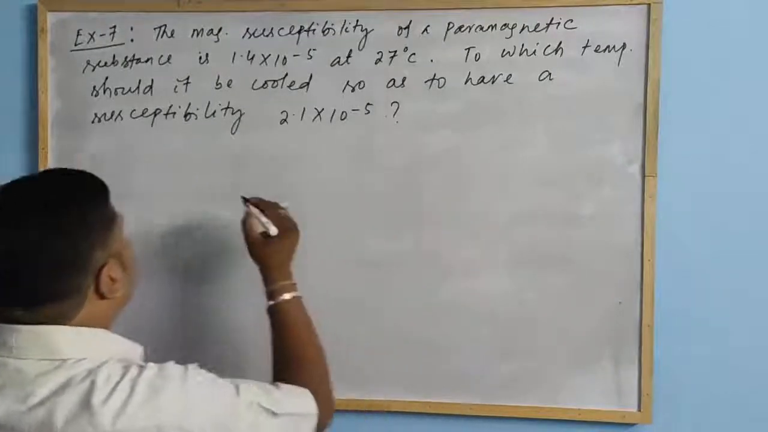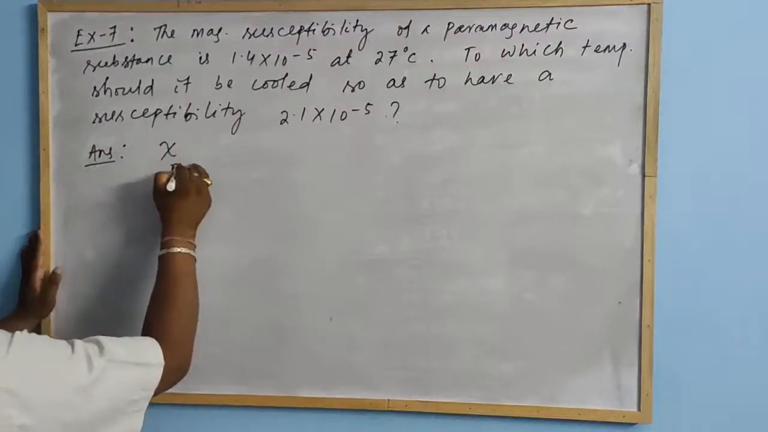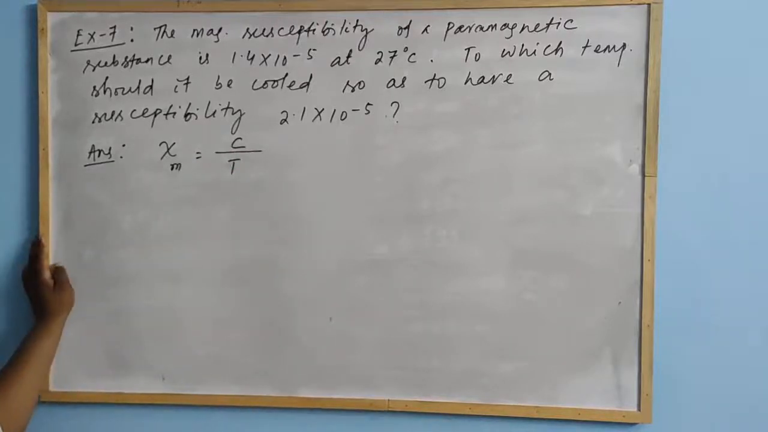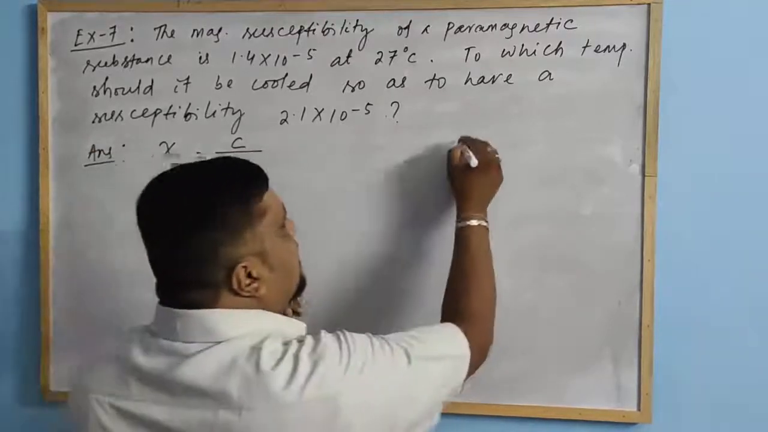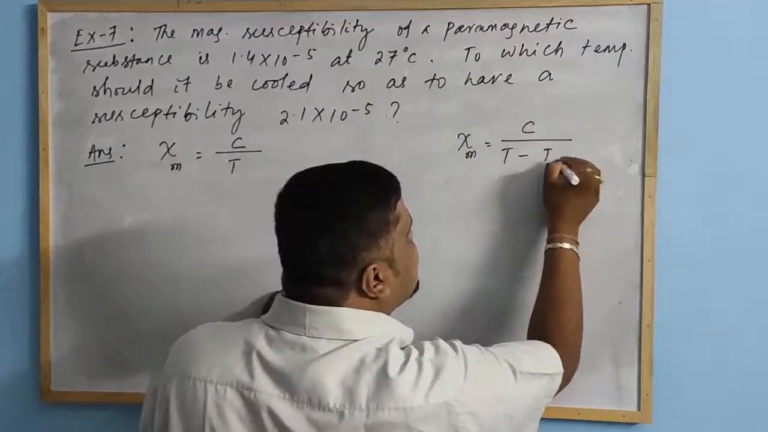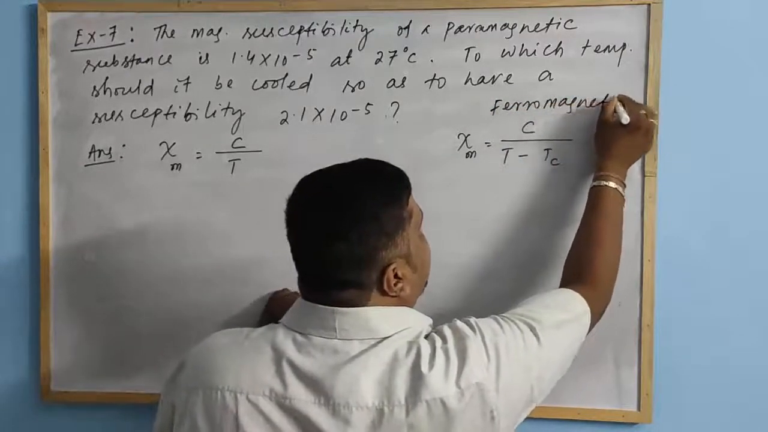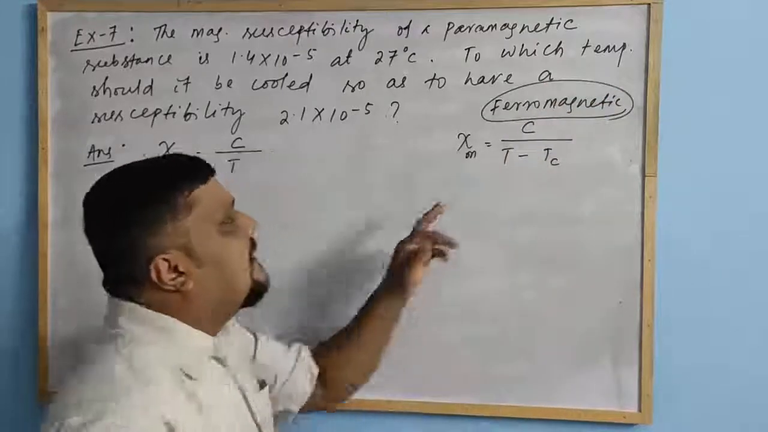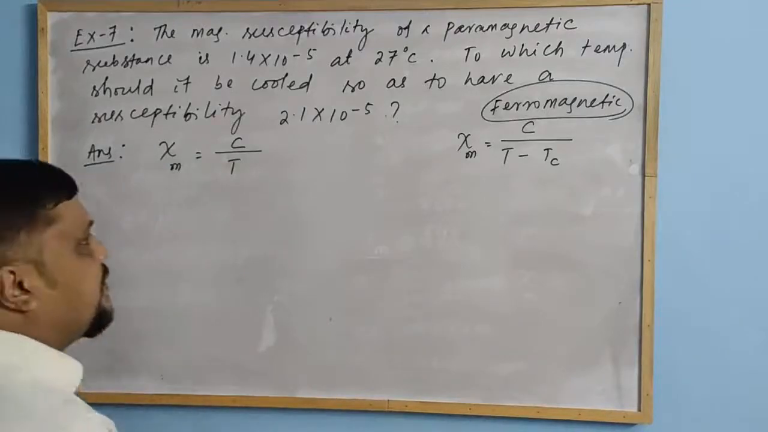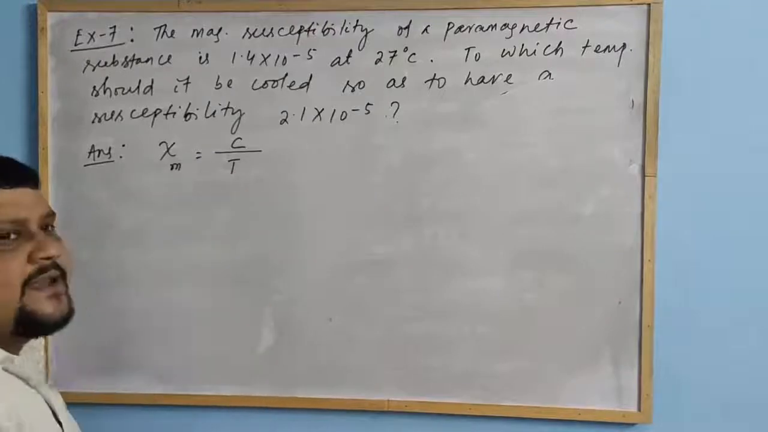What is the Curie law for paramagnetic? Let me write the law. The magnetic susceptibility for para equals Curie constant divided by temperature. For ferro, the magnetic susceptibility equals Curie constant divided by T minus Tc. This is for ferro, and this is for para. And T should be the absolute temperature in Kelvin.